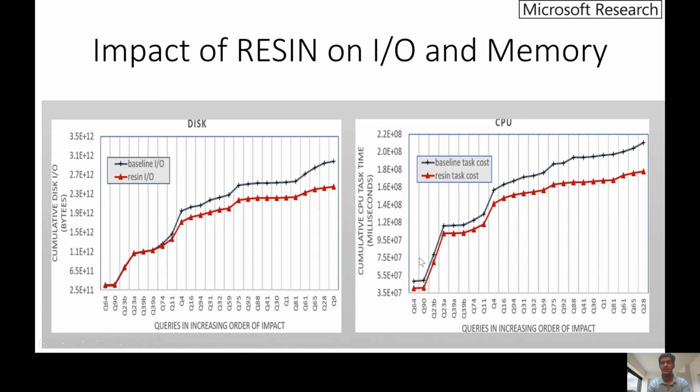And this translates into a significant savings in CPU time as well. In fact, you will find that the cumulative savings in CPU is in fact higher. It's 25%. And this is mainly because by eliminating this redundant IO, not only do we reduce the IO, but we also reduce the IO-induced compute, things like serialization, compression, and so on.